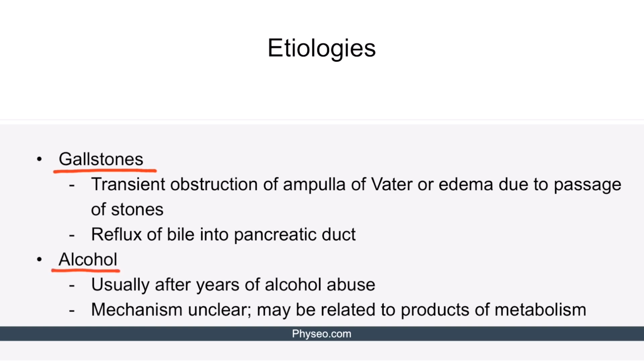Alcohol is the second most common cause of acute pancreatitis, and this typically only occurs in the setting of years of alcohol abuse. The mechanism is unclear, but one hypothesis is that pancreatitis may be due to products of alcohol metabolism, which in turn leads to pancreatic damage.